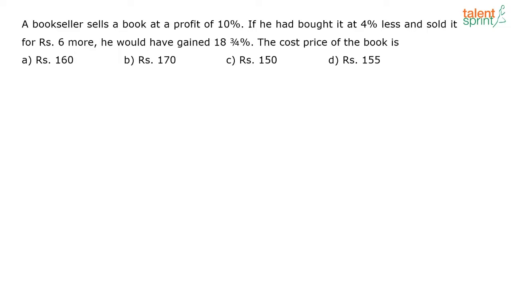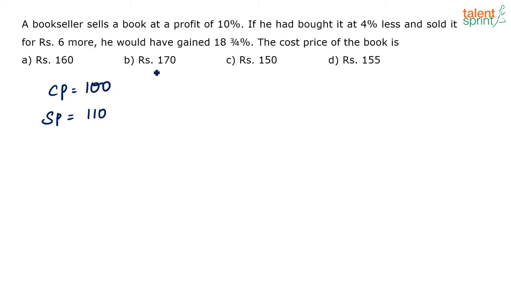So one way as usual is to check with the options, but I am not going to do that for this question because there are a lot of calculations involved even if you are checking it with the options. So how we are going to try it is, I am going to assume that the cost price of the book is 100 rupees. If it is 100 rupees, the bookseller is selling it at a profit of 10%. So what is the price at which he is selling? He is selling it for 110 rupees.